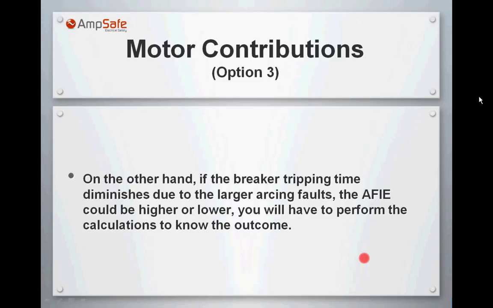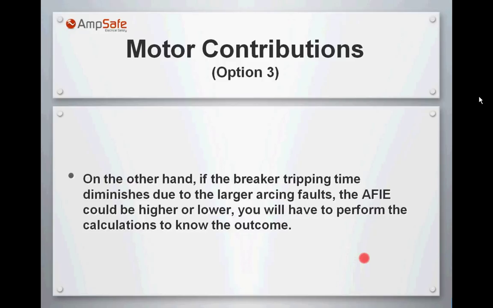So can we now assume that since we have less time with more current, we're going to have less energy? No, the only way to know is by performing the calculations, unless you're a genius. And I guess even a genius wouldn't be able to figure it out without doing the calculation. You will never know the outcome, because there are two things competing when you include the motor contribution: one is higher current and the other is lower time. Which one will win? I don't know. I just do the calculations, okay?